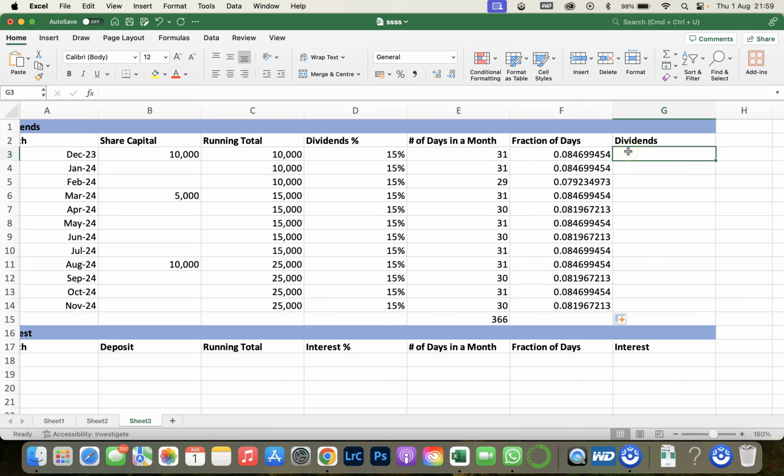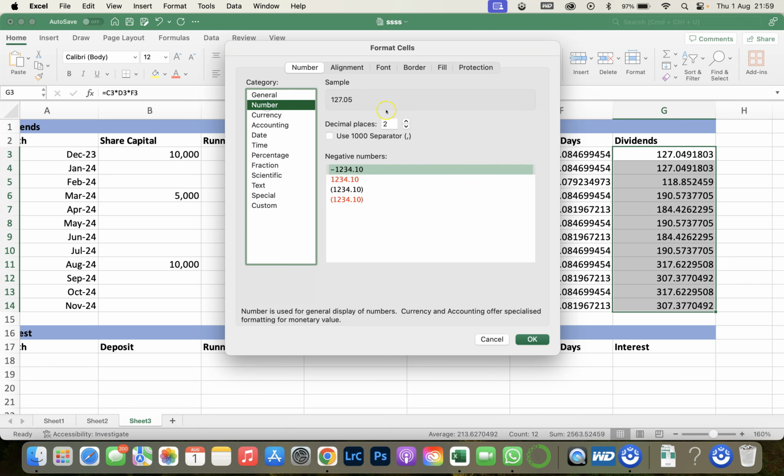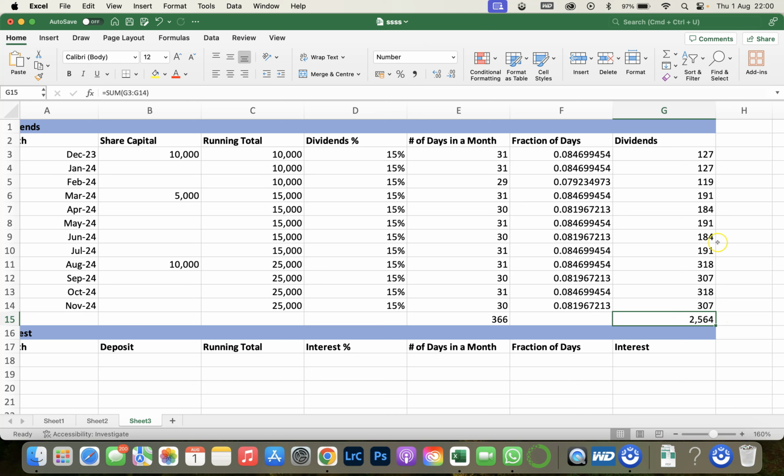What are dividends? Dividends are calculated from the amount you contributed multiplied by the dividends in terms of percentage, and the fraction of that specific month is equivalent to your dividends. So on the month of December 2023 you got 127 shillings, and I will do the same thing by pulling down the formula. I'll also minimize the confusion here by changing the numbers and removing 2 decimal places, and here we are. This is the summation of your dividends in the year that concluded in November 2024.